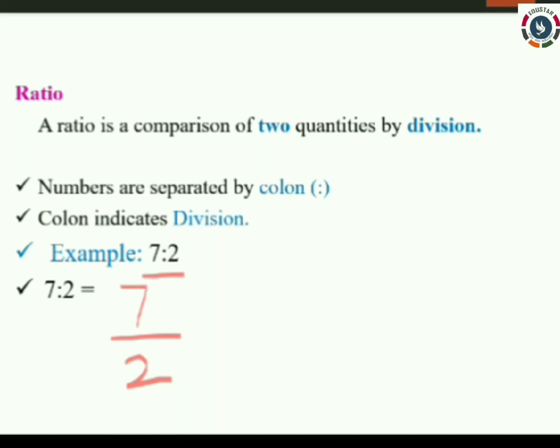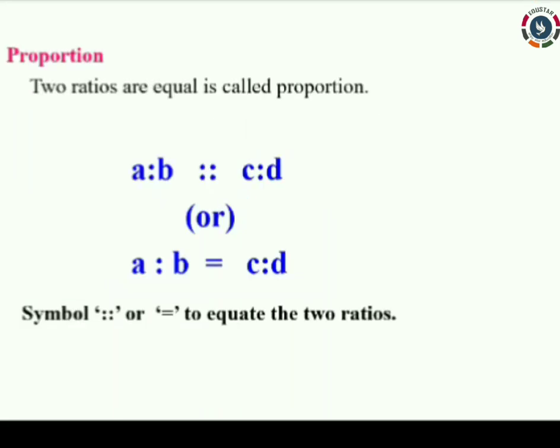Does a ratio have any units? No, a ratio does not have any units, but while finding a ratio, the terms should have the same units. Next concept is proportion. Proportion means that if two ratios are equal, then you can say the two ratios are in proportion, right? Let's consider these two ratios, A is to B and C is to D.